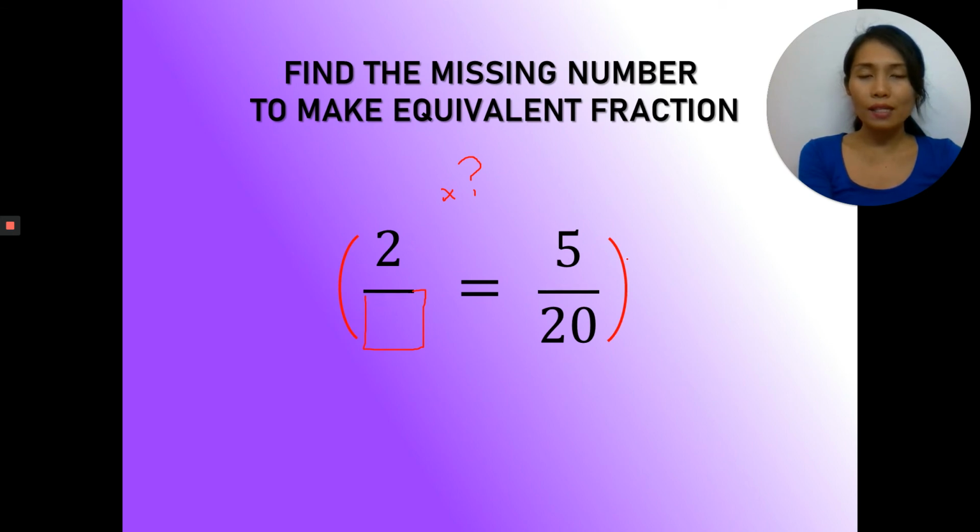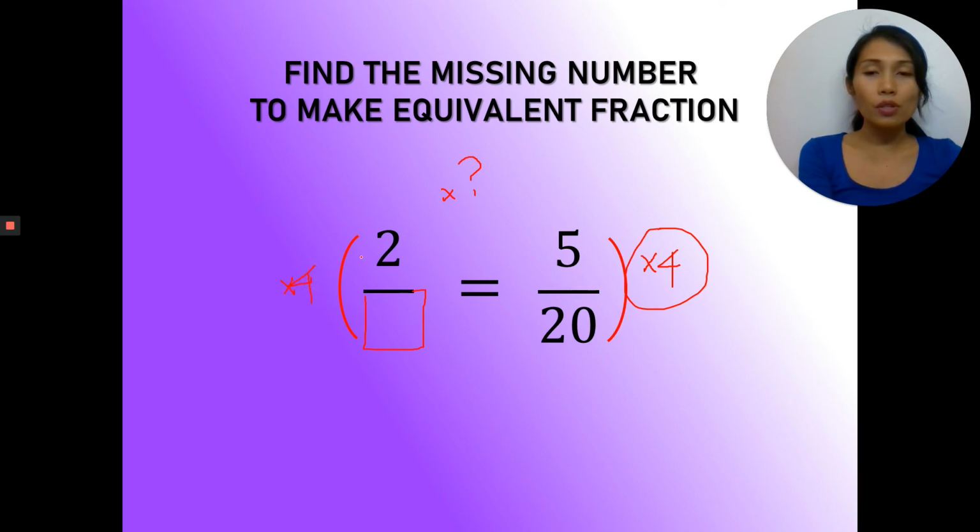Okay, let's see. 5 times what equals 20? Or 20 divided by what factor equals 5? Of course, 4. 5 times 4 equals 20, or 20 divided by 4 is 5. So since we use 4 over here, then we will also use 4 over here.